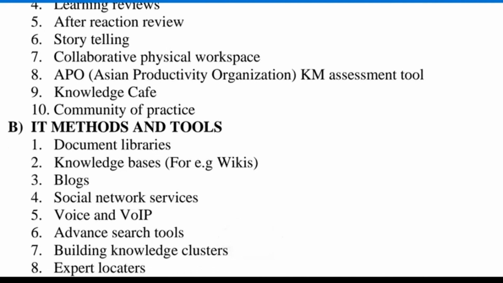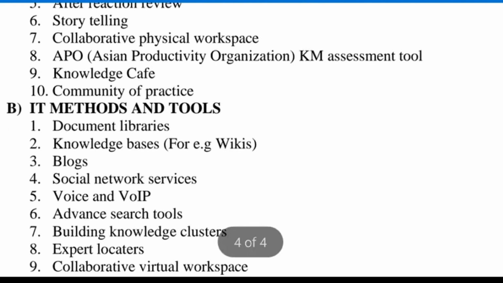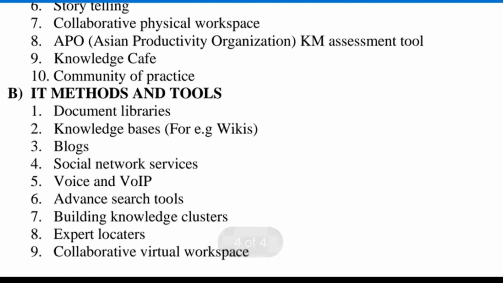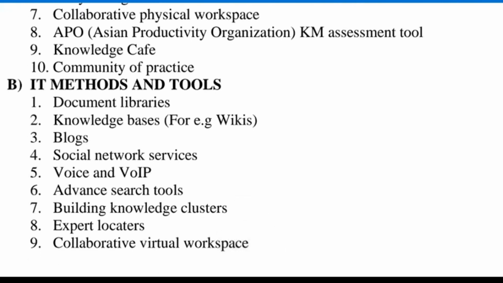Collaborating physical workspace: we have a physical workspace which is common. For example, in the staff room, if we are working with some 20 people, then we can have some collaborative efforts. APO, the Asian Productivity Organization knowledge assessment tool, is also one of the tools. Knowledge cafe is the place where we can sit informally and discuss. Similarly, community of practice is there.